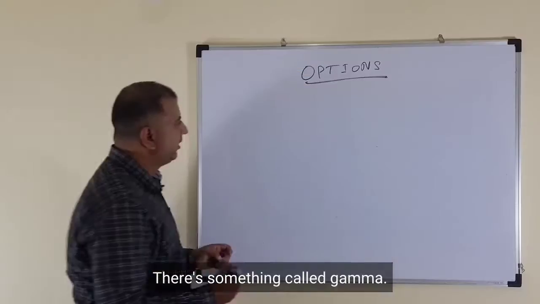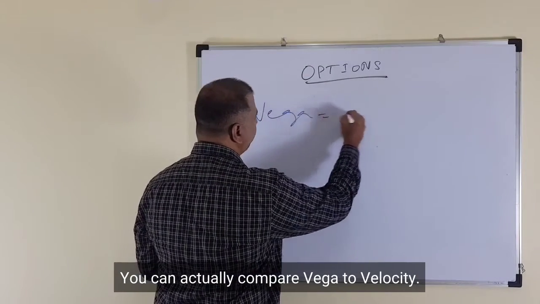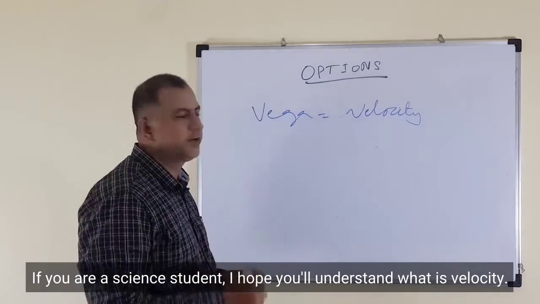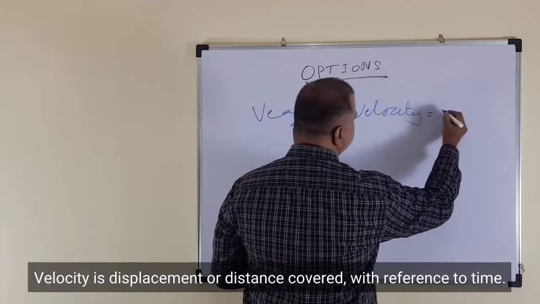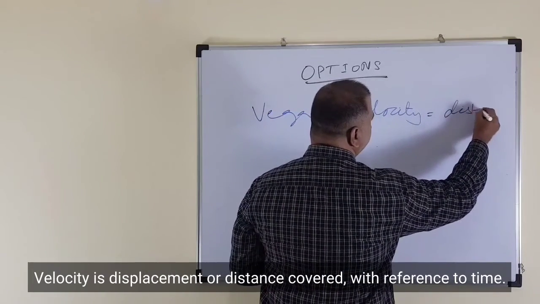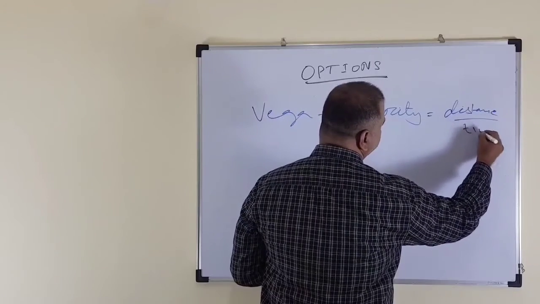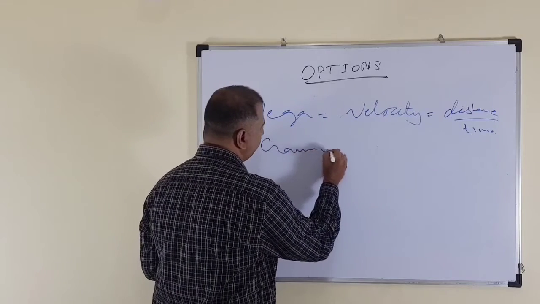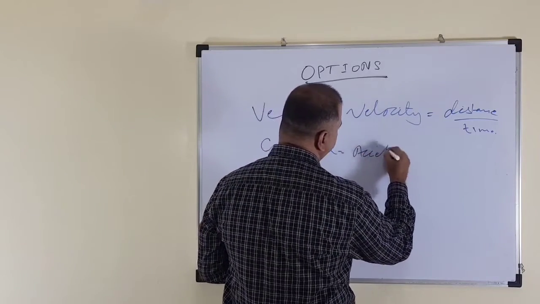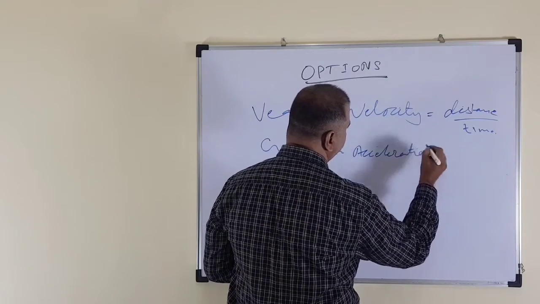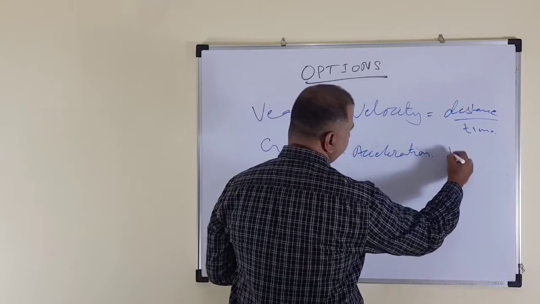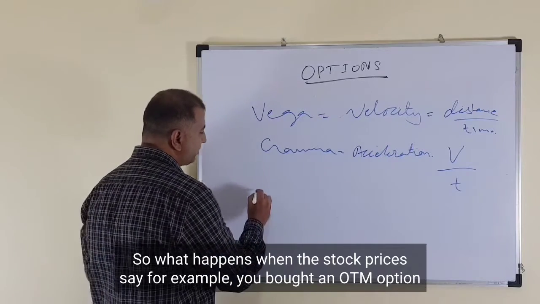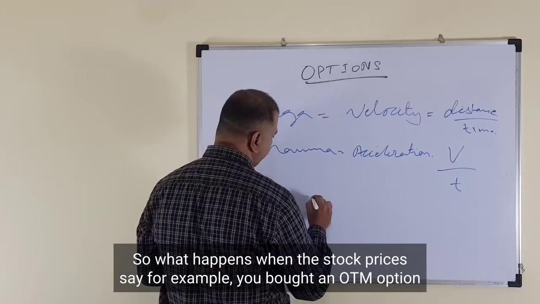There's something called gamma. You can actually compare Vega to velocity. If you are a science student, I hope you'll understand what velocity is. Velocity is displacement, your distance covered, with reference to time. And gamma is acceleration, the change of velocity with reference to time.